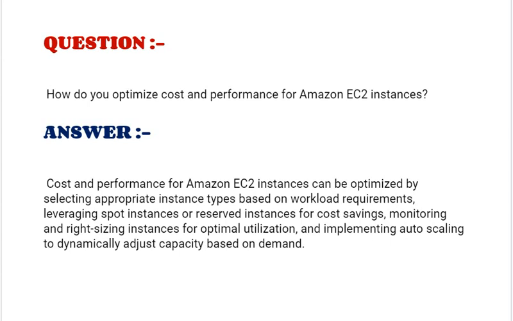Our next interview question is, how do you optimize cost and performance for Amazon EC2 instances? Your answer should be: cost and performance for Amazon EC2 instances can be optimized by selecting appropriate instance types based on workload requirements, leveraging spot instances or reserved instances for cost savings, monitoring and right-sizing instances for optimal utilization, and implementing auto-scaling to dynamically adjust capacity based on demand.